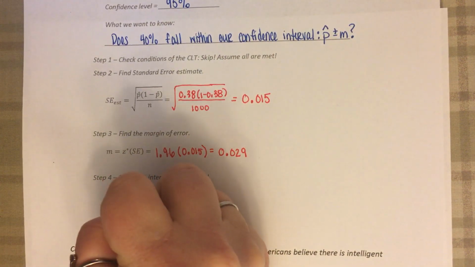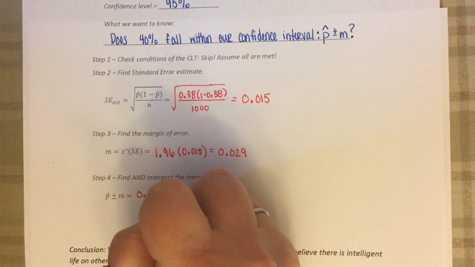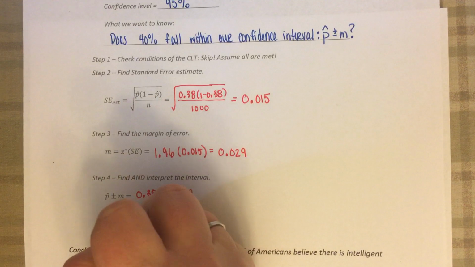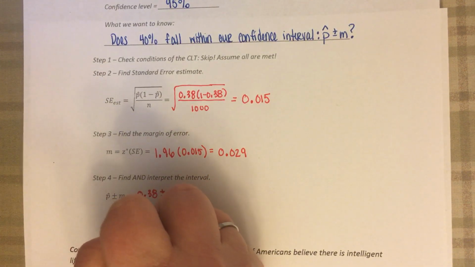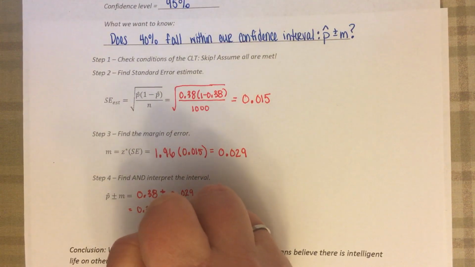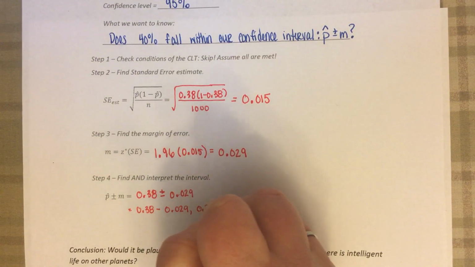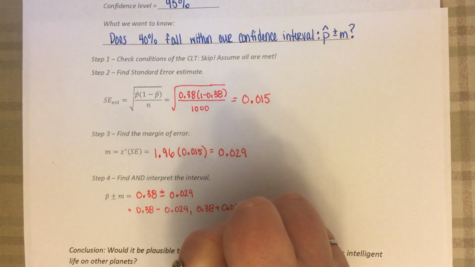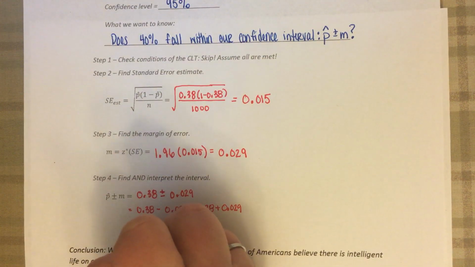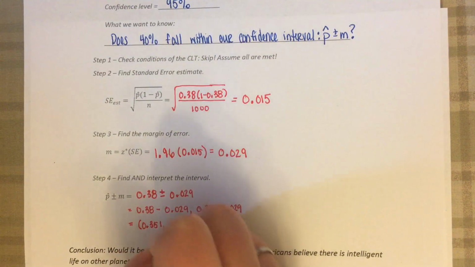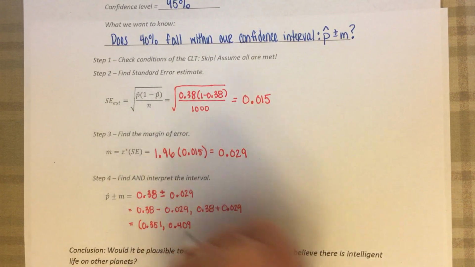So 0.38 plus or minus 0.029. So we're going to take our 0.38 minus 0.029, 0.38 plus 0.029, which is then going to give us our 0.351 to 0.409.